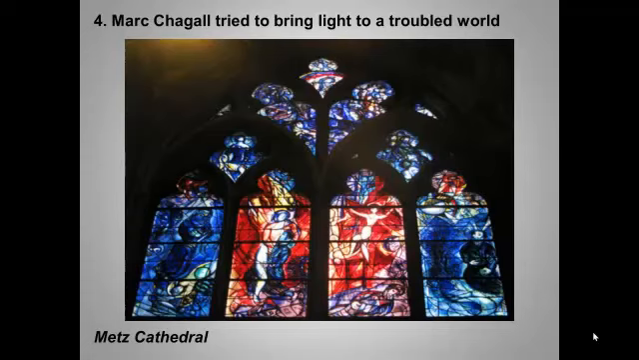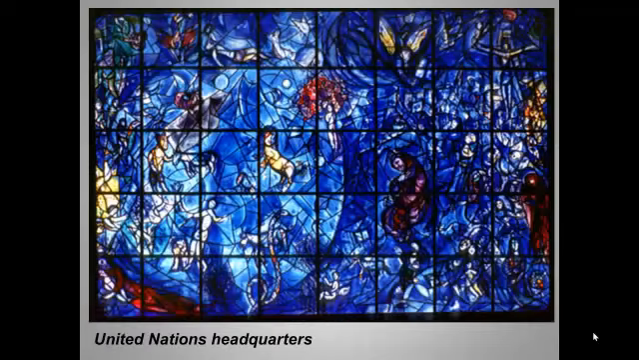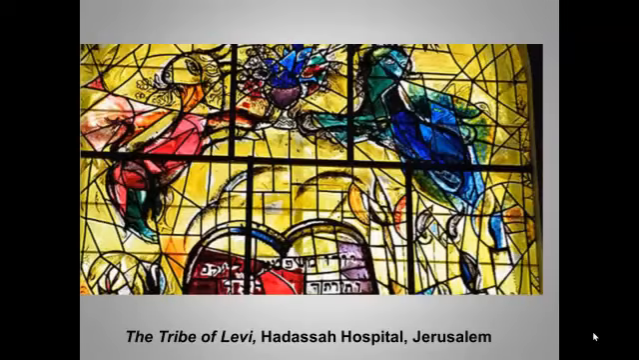So after World War II, he designed stained glass for bombed-out Christian cathedrals, for the new United Nations headquarters in New York, and for a hospital in Jerusalem. This one here had the theme, the 12 tribes of Israel. In all of them, we see him united in Jewish and Christian imagery, perhaps appropriately at the end of the war in a plea for peace.